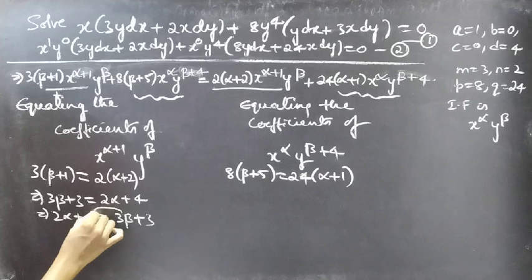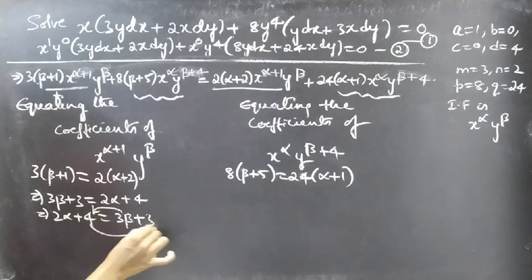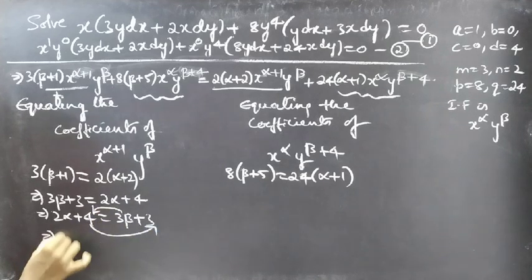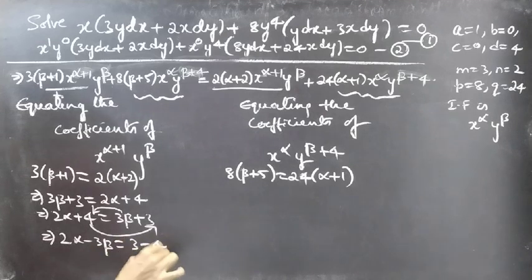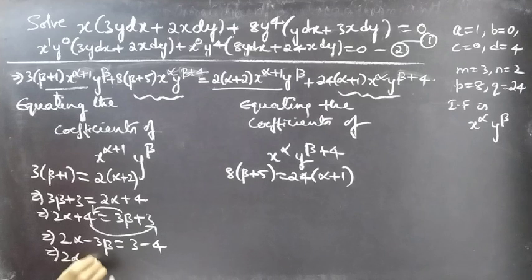Now bring this 3β to LHS and take this 4 to RHS, then we'll get 2α minus 3β equal to 3 minus 4, which gives us 2α minus 3β equal to minus 1, right?